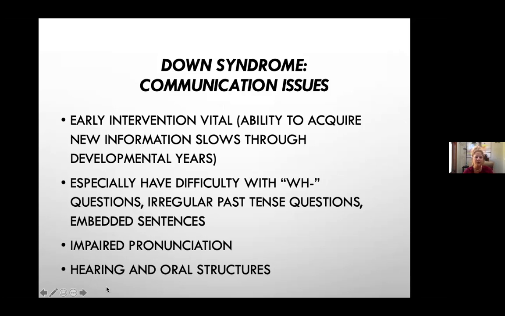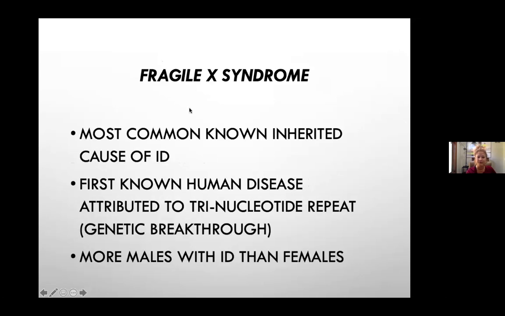We want to be aware that individuals with Down syndrome may have difficulty with WH questions, with irregular past tense questions, or with embedded sentences. So we want to use sort of subject predicate kind of sentences. There could also be impaired pronunciation. That's pretty common, as we talked about the palate abnormalities and sometimes the enlarged tongue, and just cognizance of the hearing and the oral structures. That's incredibly important with Down syndrome.